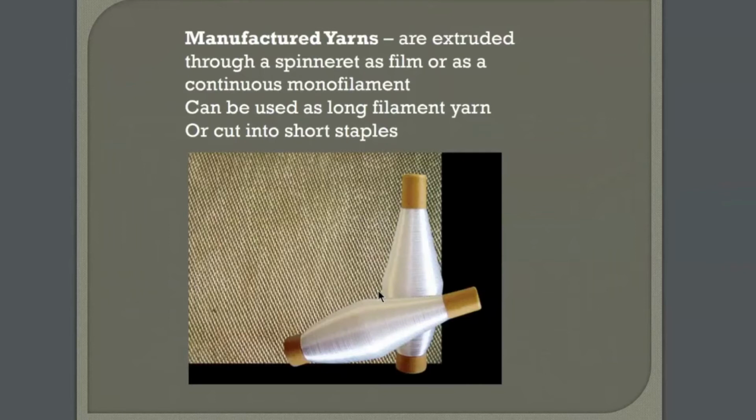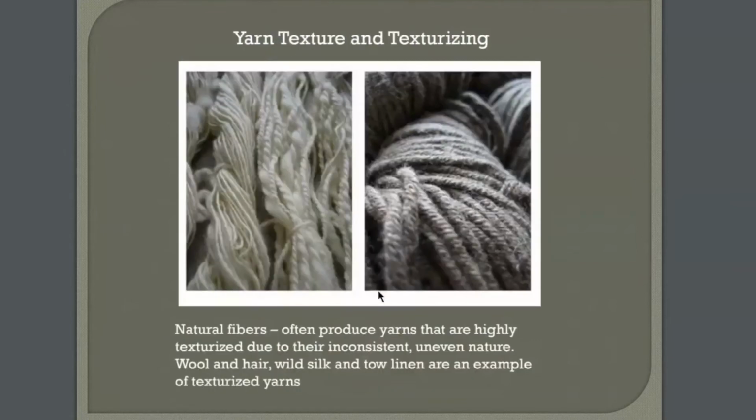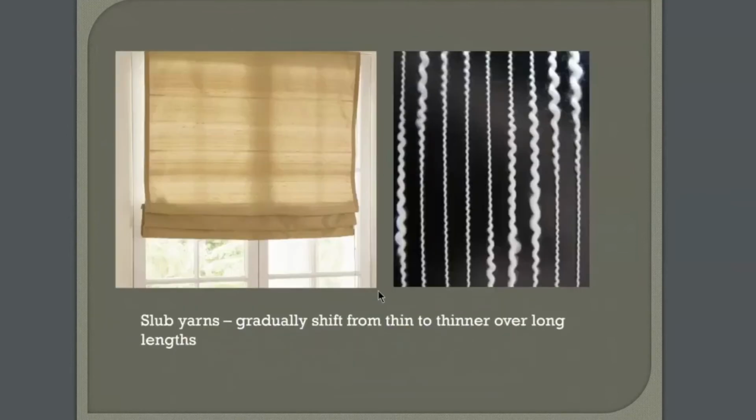Here's an example of what looks almost like fishing wire, that manufactured long continuous monofilament. Scientists today have learned to manipulate that long manufactured single monofilament, cutting it into short staple fibers, crimping it, and doing all kinds of fun things to make it look like that natural texture.